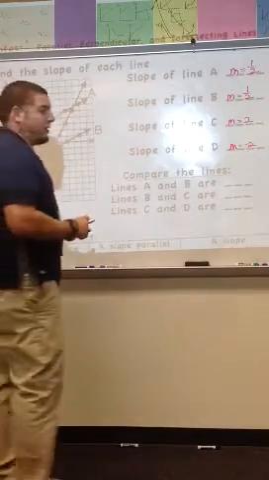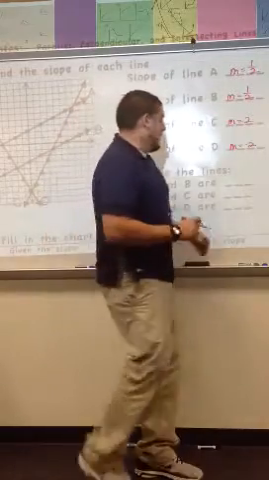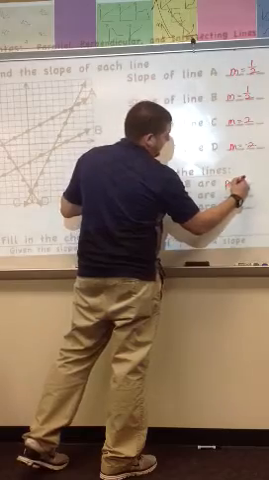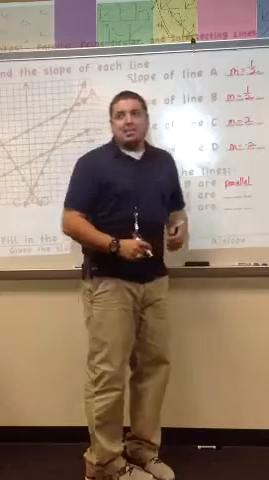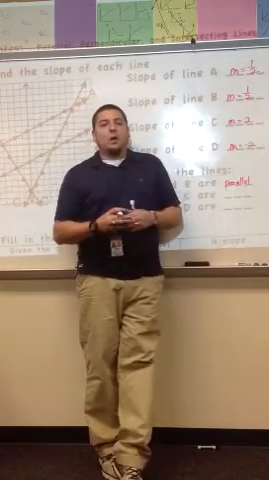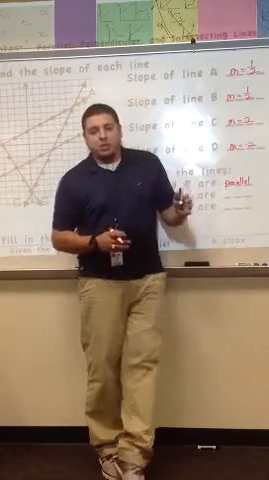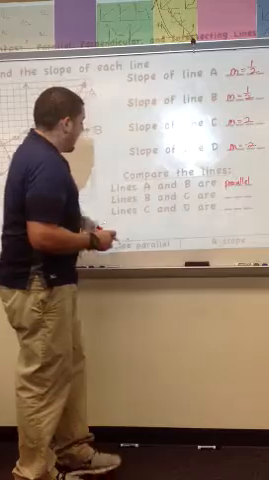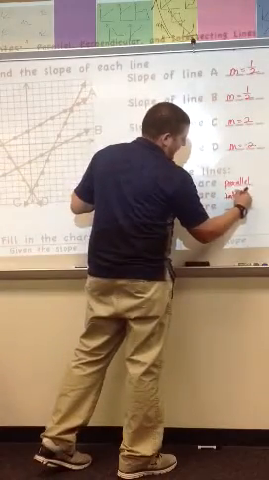All right, so when we compared the lines, and again we did this all in class today, we said that lines A and B were parallel. One of the things I had you guys add to your notes in class today was that all parallel lines have the same slope, so you need to make sure you write that down somewhere. It's very important.